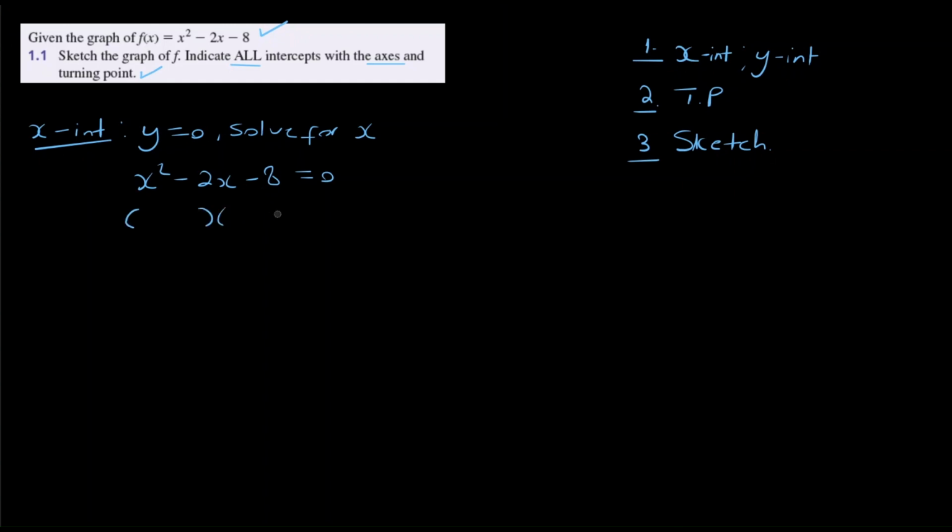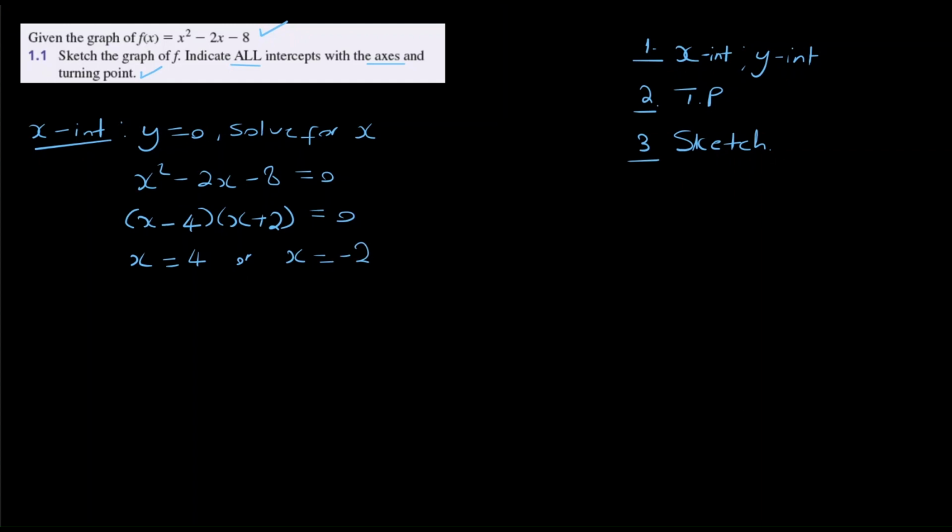So we're looking for factors, so we open two brackets, equated to 0. We write x and x. The factors will be 4 and 2. And negative 4 plus 2 gives us negative 2. Negative 4 times positive 2 will give us negative 8. So therefore, x will be equal to 4. So x will be equal to negative 2.